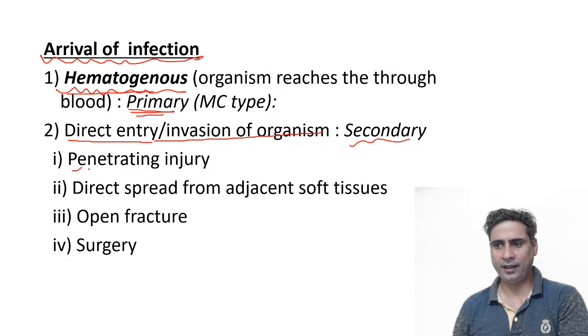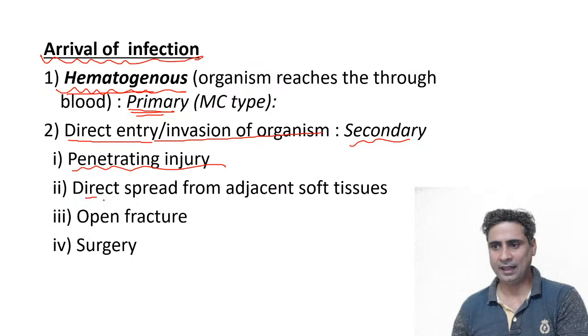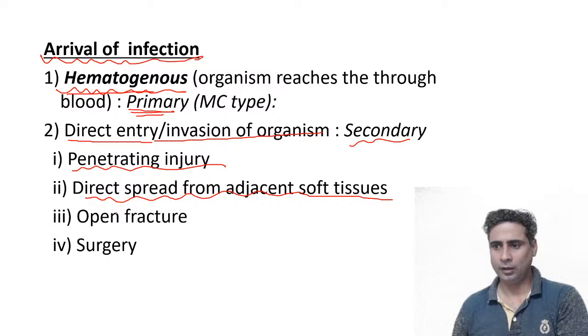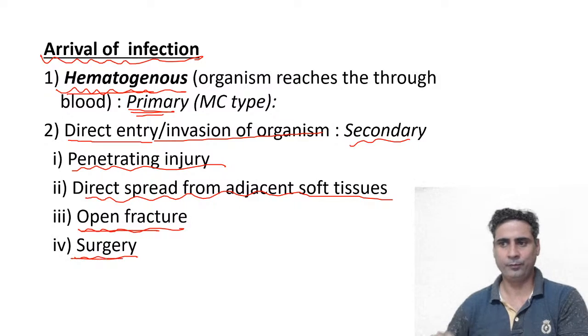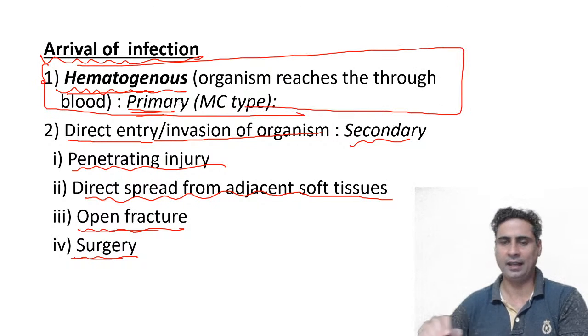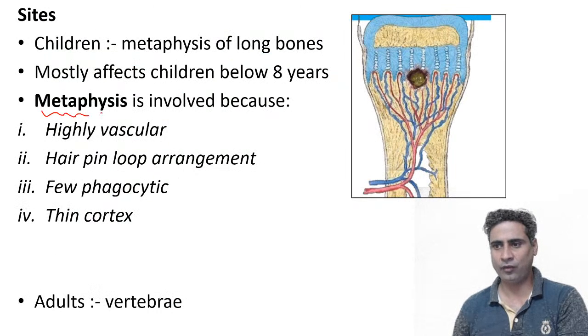The causes may be penetrating injury, where the injury itself carries bacteria from skin to the bone. There can be direct spread from adjacent soft tissue infection. The classical example is diabetic foot, diabetic ulcer. From ulcer, infection can go into the bone. There may be open fractures or compound fractures, or during surgery. So these are the causes of secondary osteomyelitis. The most common type is hematogenous or primary osteomyelitis. The most commonly affected area in bone is metaphysis.